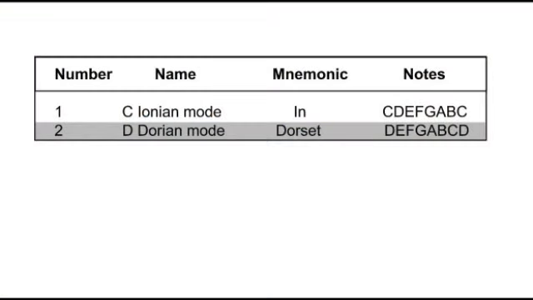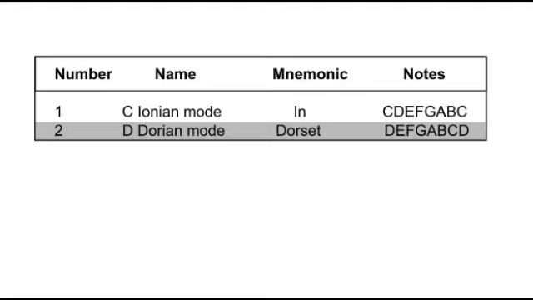Mode number 2 of the C major scale is called the D Dorian mode. We're going to want to remember the order of the names of all the modes, so you can see that we're building up our mnemonic with a sentence that so far reads "In Dorset". "In" stands for I for Ionian, "Dorset" starts with D for Dorian. As I said, that will make more sense as we go along.